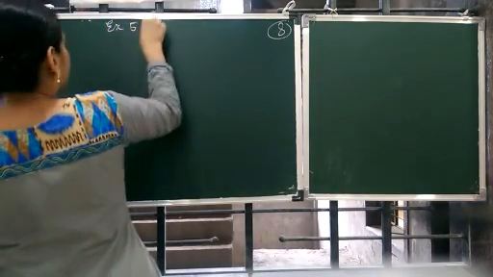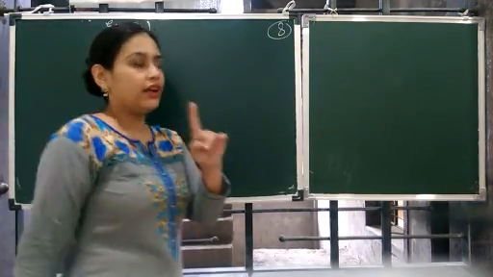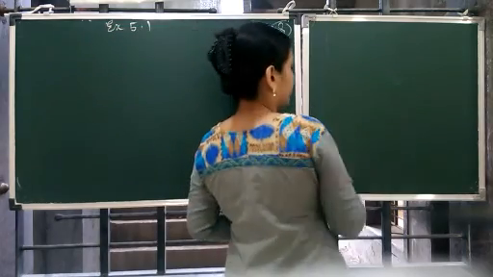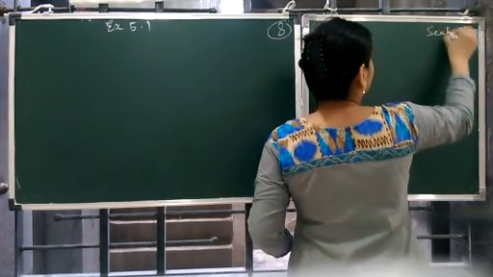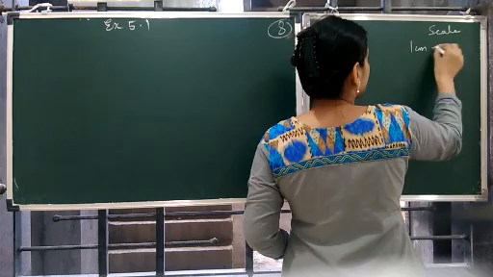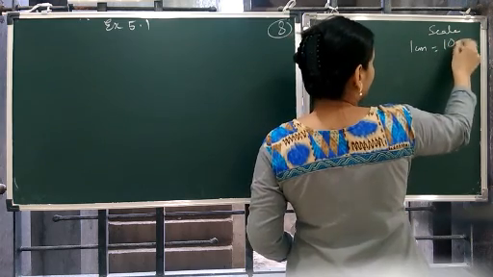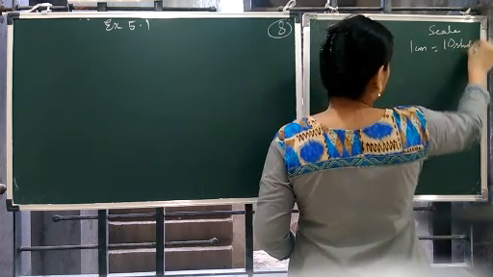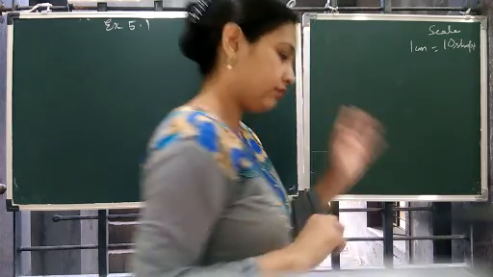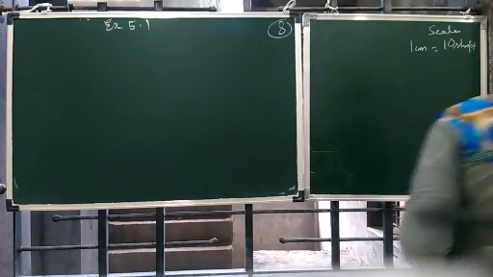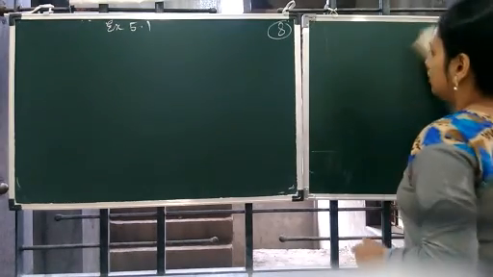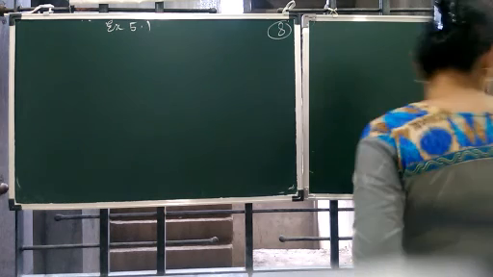Exercise 5.1. Yesterday we completed 1 and 2. In 2, I remember I wrote the scale here, which I have given also. 1 centimeter is equal to 10 units. Instead of writing 10 units, write 10 shoppers. Okay? Don't write 10 units, otherwise you may get confused. So this is about question number 2.